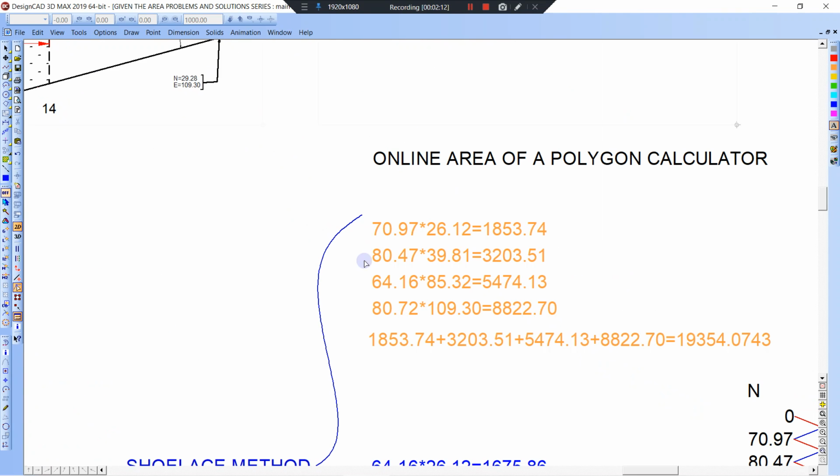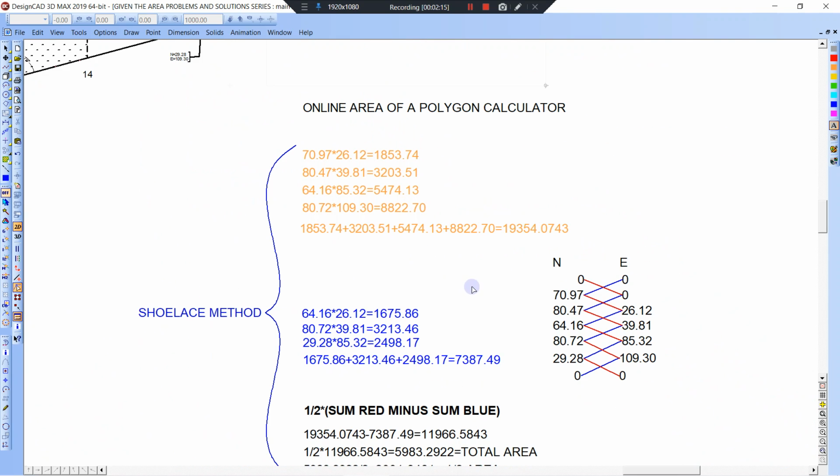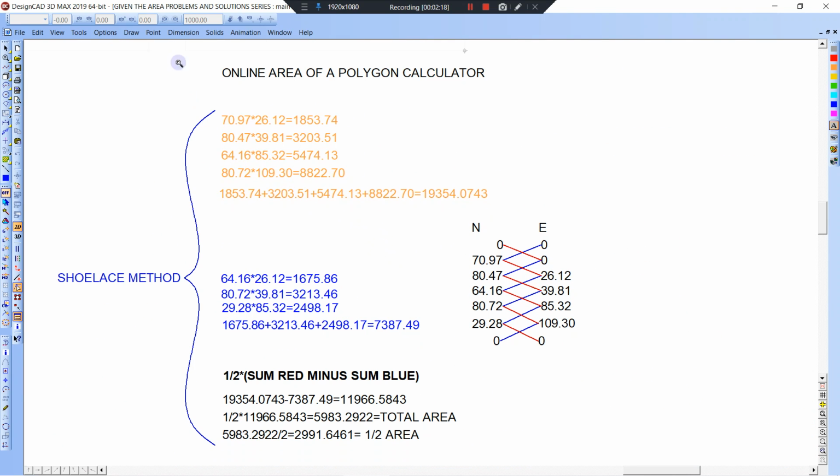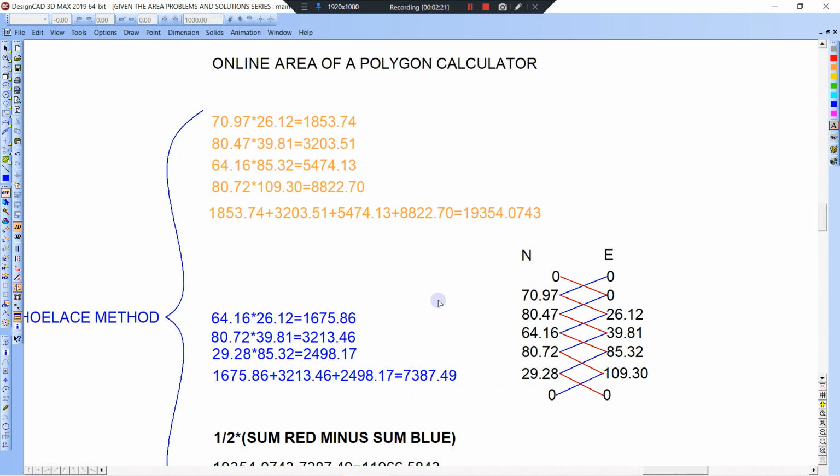Let's zoom back out and look at how those numbers get plugged in. We have 0 times 0, obviously. This is the red. I don't know why that's orange. Then 70.97 times 2612. That's the first one that actually has an amount; 0 times 0 is nothing. There are 1, 2, 3, 4 with values. The last one is the 109.30, so it would be 80.72. And the last one here is 29.28 times 0, which is 0, so I just left it out.